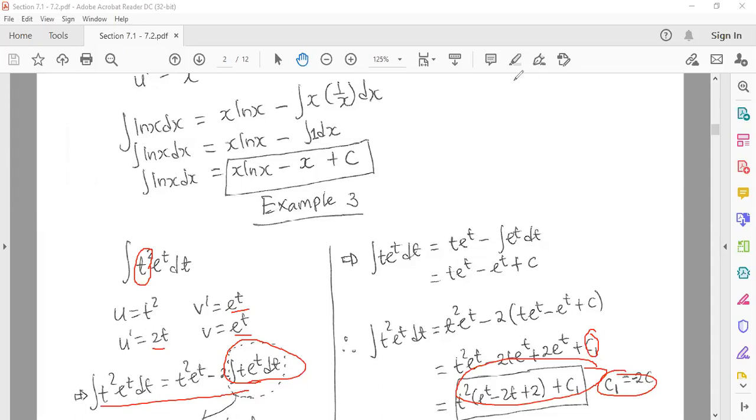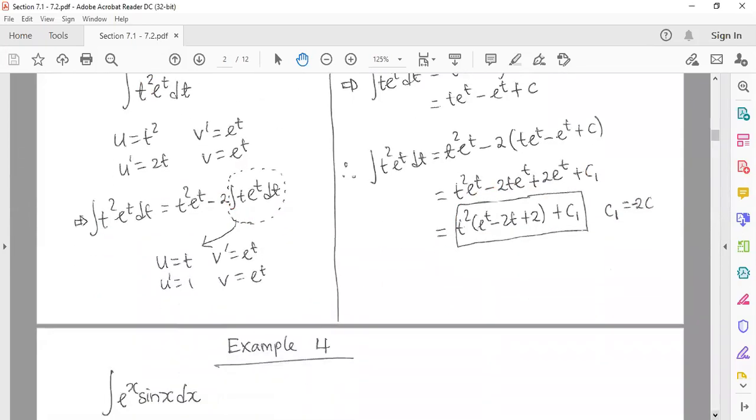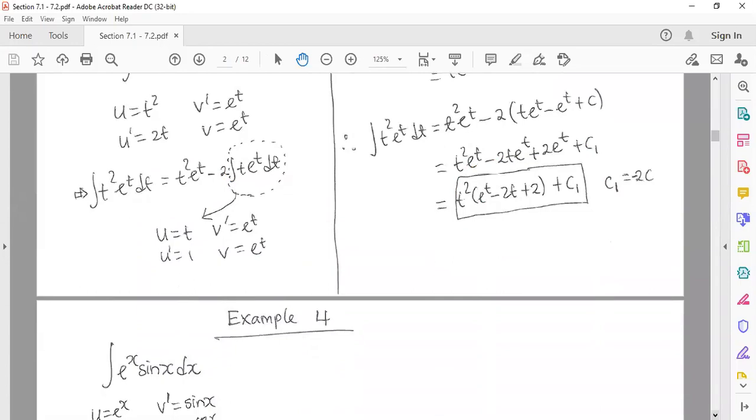All right, having said that, let's see what the next one is. Now, example 4, this is where things get even more tricky, all right? For example 4, the idea here is, if you use LIATE, you're going to notice that your u has to be sine x, all right? It's a trig function, since e to the power x is exponential.